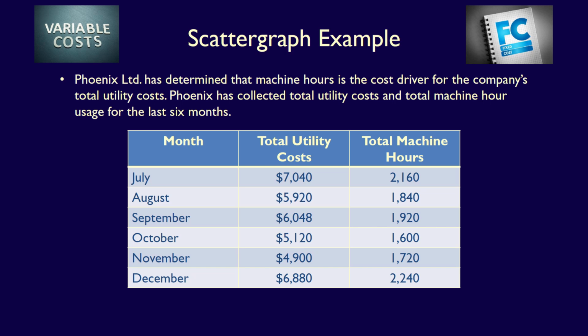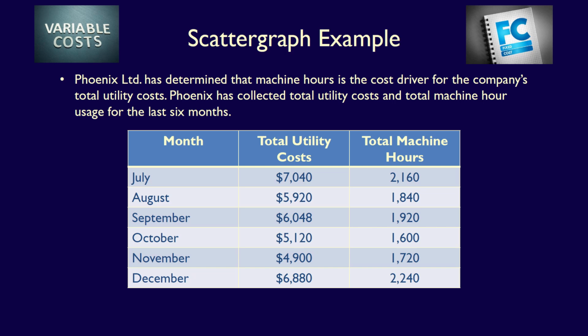July, utility costs 7,040, machine hours 2,160. August, utility costs 5,920, total machine hours 1,840. September, utility costs 6,048, machine hours 1,920. October, utility costs 5,120, machine hours 1,600. November, utility costs 4,900, machine hours 1,720. December, utility costs 6,880, machine hours 2,240.